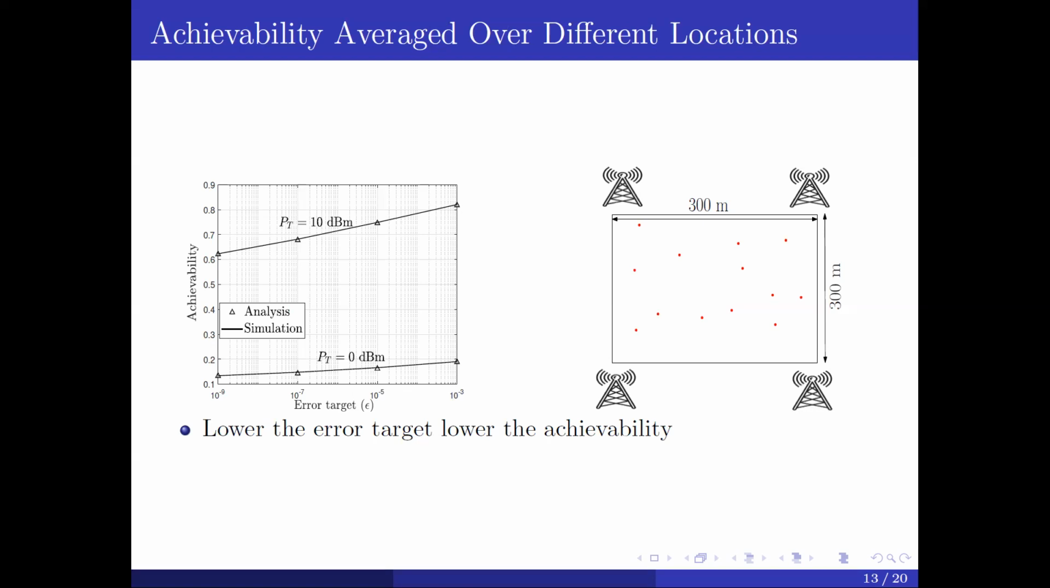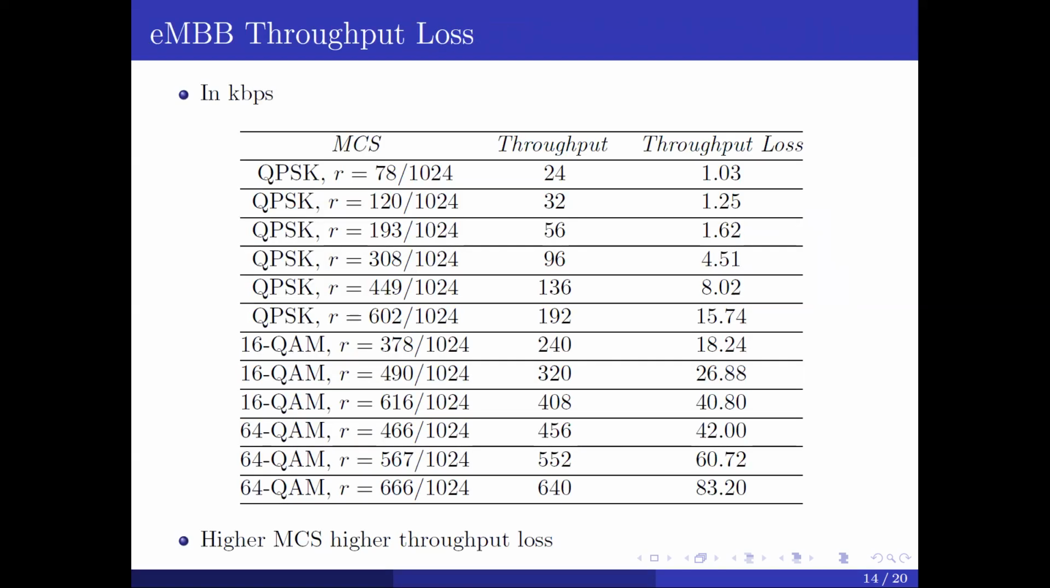Now we'll go to the throughput loss part. This is the eMBB throughput loss for different MCSs. QPSK, 16-QAM, 64-QAM are the modulation schemes, and here are the code rates. This is the throughput if you do not puncture, in kbps, and this is the throughput loss. This is per PRB. We can see as the MCS increases, the throughput loss increases. This is because the higher MCSs are more prone to puncturing. Therefore, the higher the rate of the MCS, the higher the throughput loss.